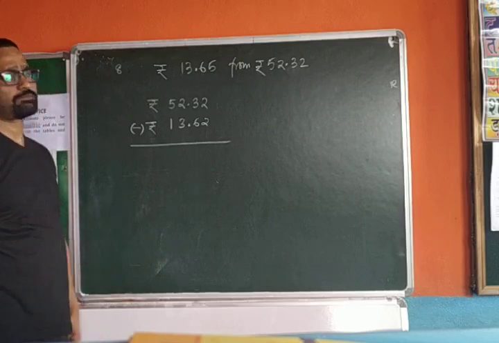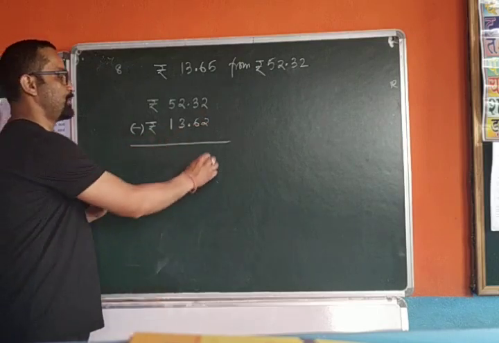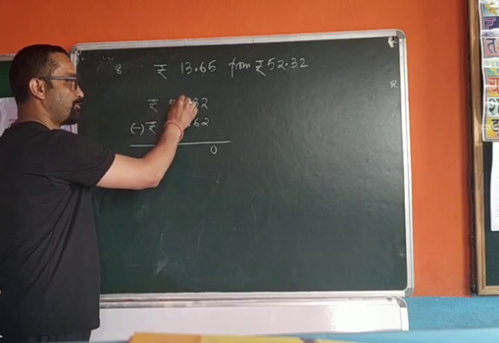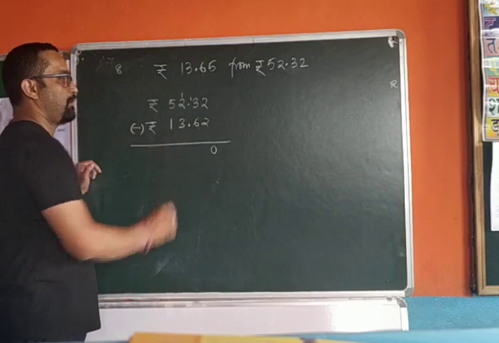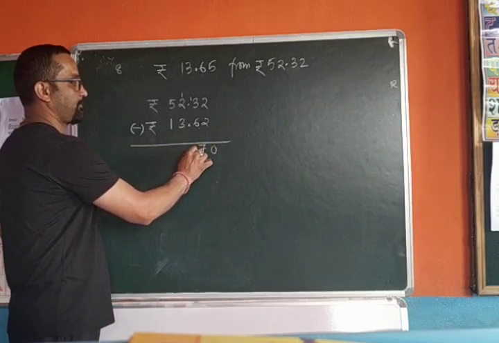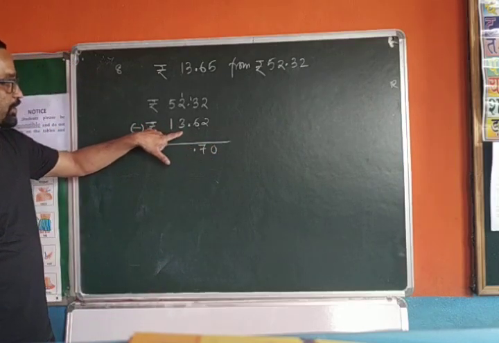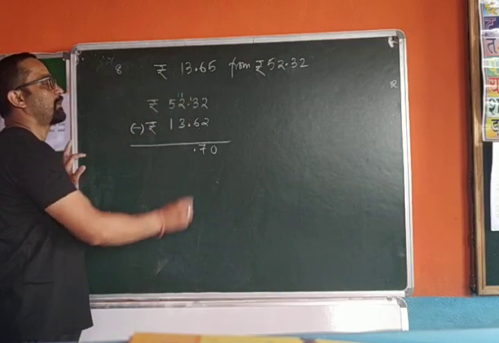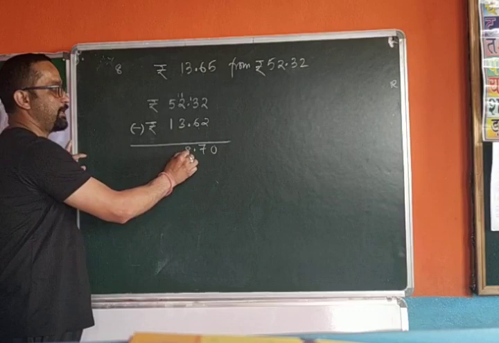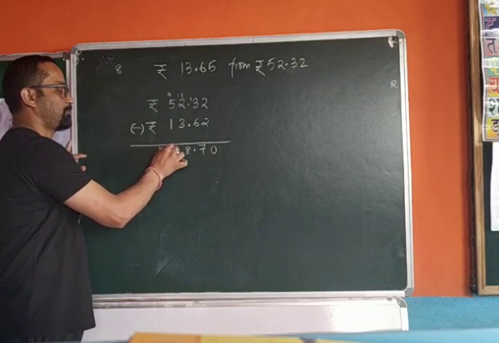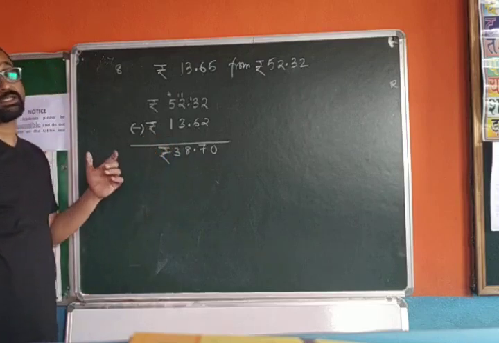Subtract. 2 minus 2 is 0. You cannot subtract 6 from 3, so you borrow from here. You get 13 minus 6 is 7. You cannot subtract 3 from 1, so you borrow, it becomes 11. 11 minus 3 is 8. 4 is left, 4 minus 1 is 3. This is the subtracted value.